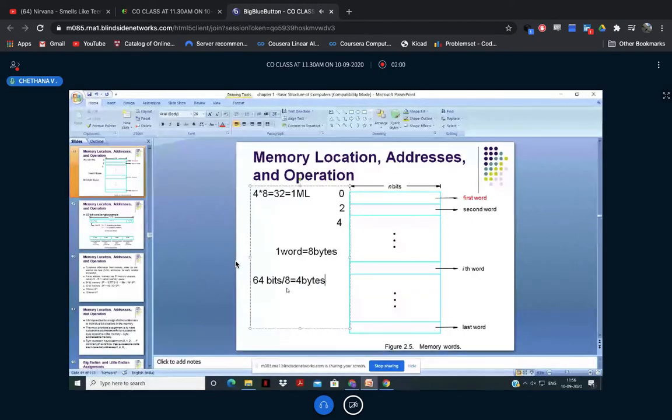Very preliminary knowledge. Suppose it is 32 bits. Now convert it into bytes. So how to convert? Divide by 8. Divided by 8 is equal to how many bytes now?